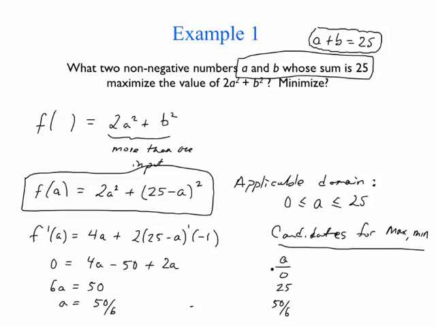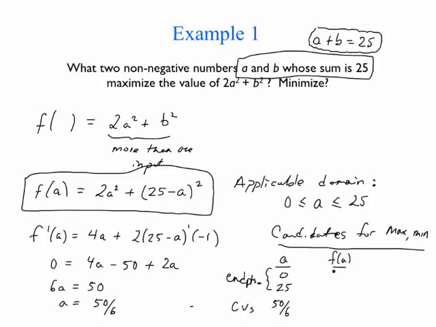So again, endpoints, critical values. And then how do we find which one to pick to maximize? We want to find the value of the output, right? We're trying to maximize the value of the output. So we're going to put it in. Put 0 in here and we get 625.